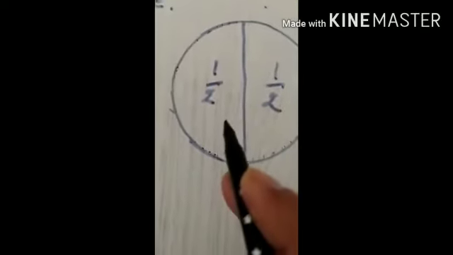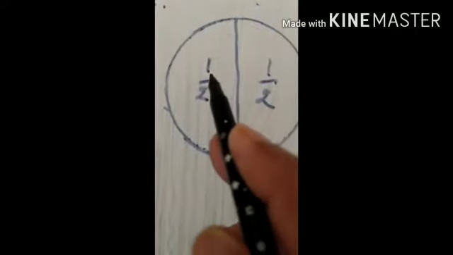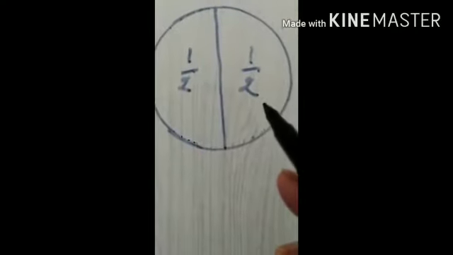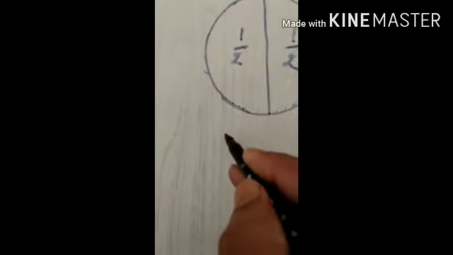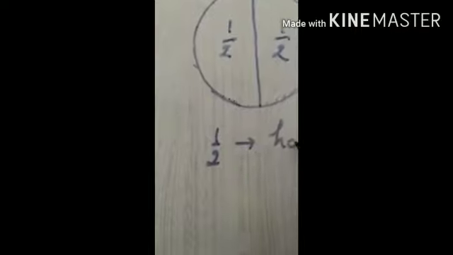So the fraction of this part is 1 by 2 and the fraction of this part is also 1 by 2. So 1 by 2 is called half.